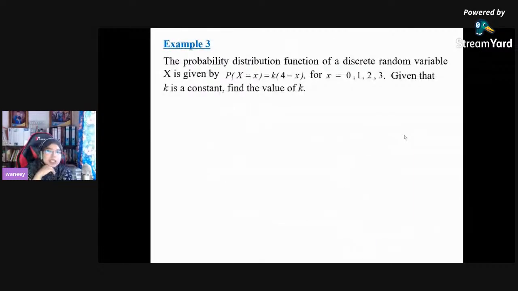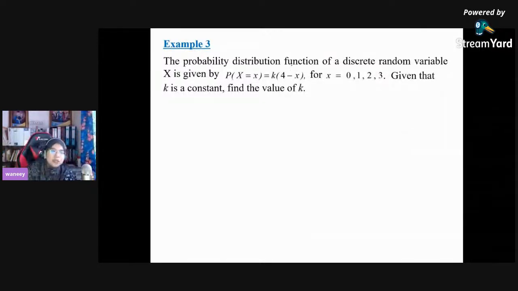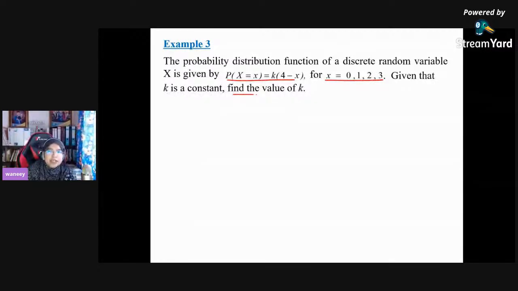The probability distribution function of a discrete random variable x is given by p(x) equal to k(4 minus x), for x equal to 0, 1, 2, 3. Given that k is a constant, find the value of k. So this is mostly when we want to start with our random variable. We have to find out some constant. Okay, so what should we do?